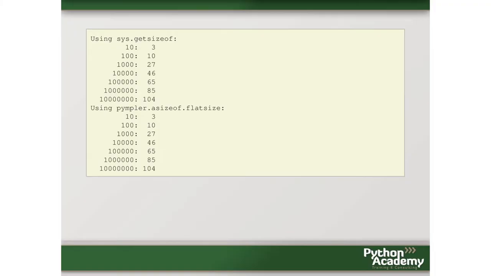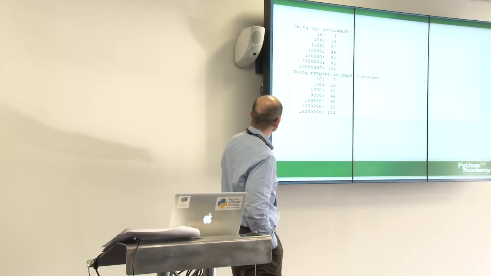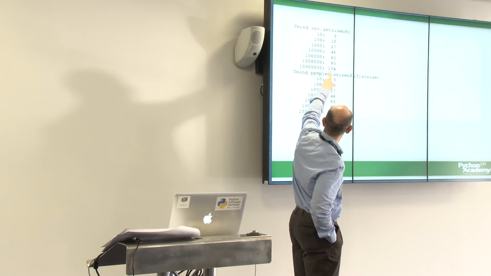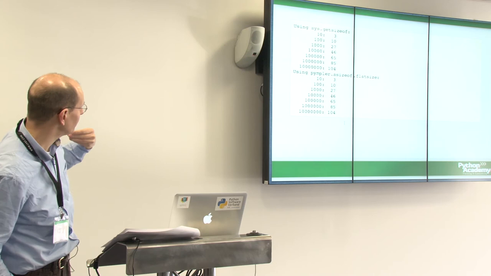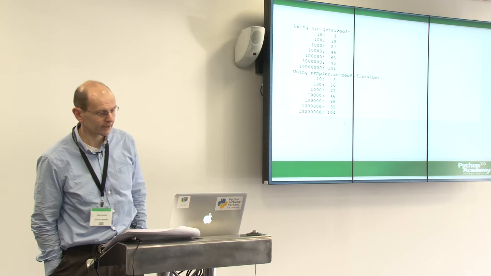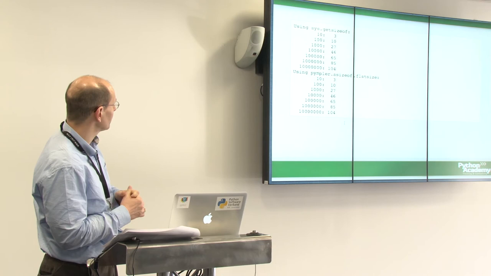You see if you have 10 appends, you have about 3 allocations, and if you have 10 million, you have about 100 allocations. So that gives you some insight into what Python is doing. And getsizeof and flat size give you the same result. Then you know, okay, append is, you know this already, you can look it up, but you have it as numbers, what append is actually doing to your list and how things are growing.